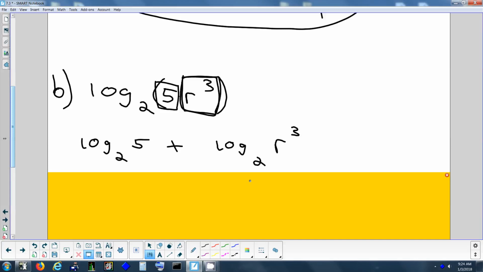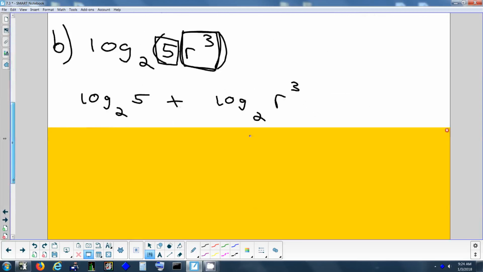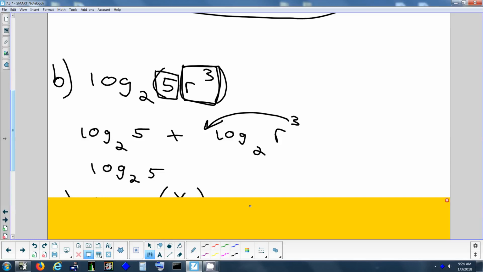So Eric, based on the directions, can we leave our answer like that? No. Because they said express powers as factors. That means move the exponent in front. So where would I put the 3, Eric? Would I put it in front of the whole thing or just in front of the second log? Not in front of the whole thing. It just moves in front of that log. Because if you put it in front of the whole thing, it's kind of like saying you'd have a 3 that would be distributed to both of them, but the 3 was only part of the second one. It wasn't part of the first one. So we end up with log base 2 of 5 plus 3 log base 2 of r.